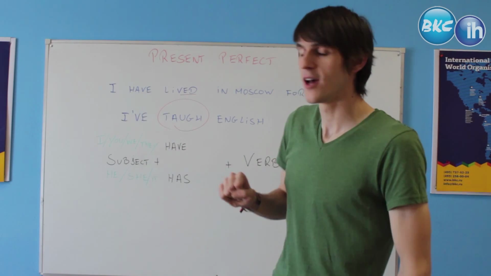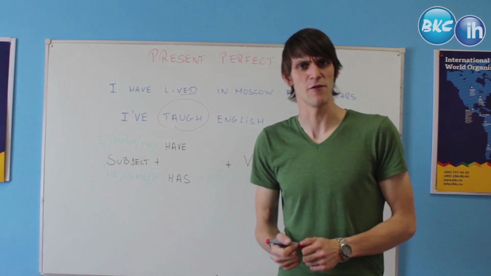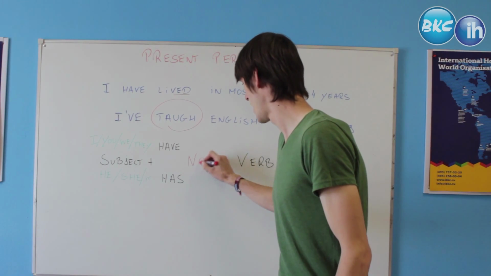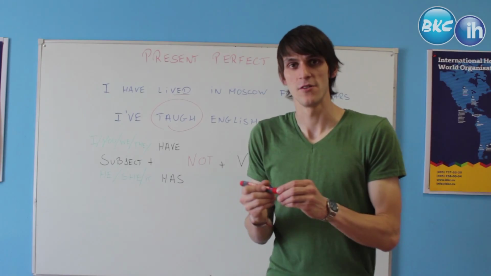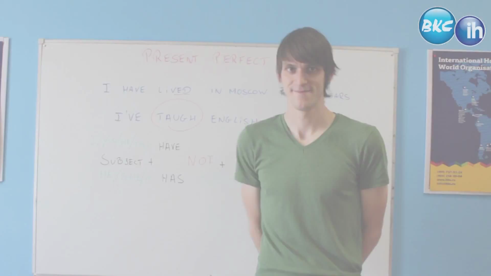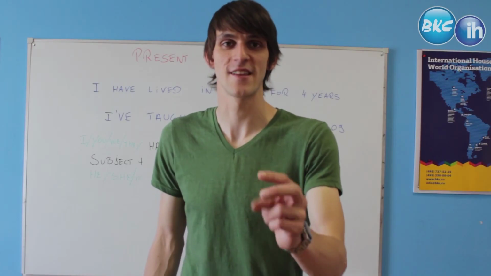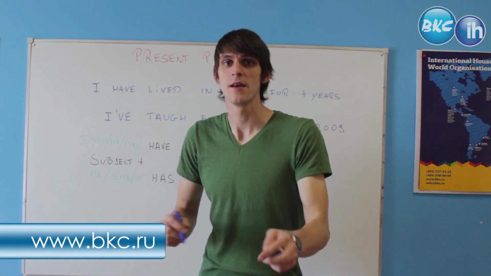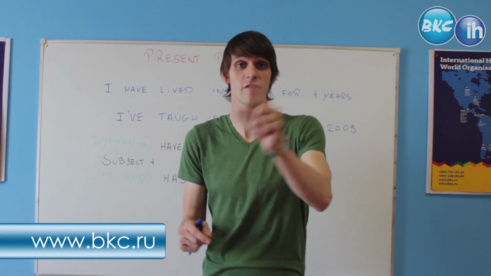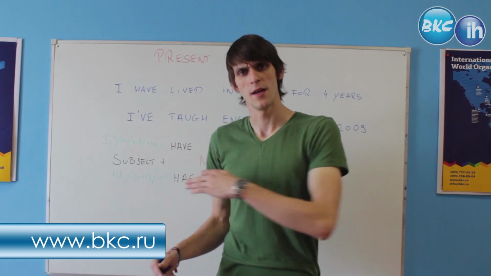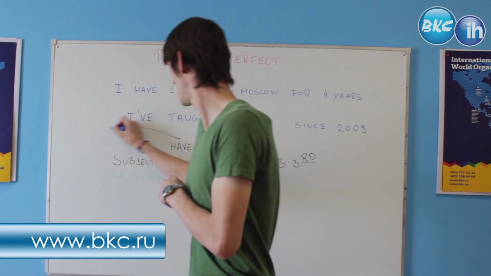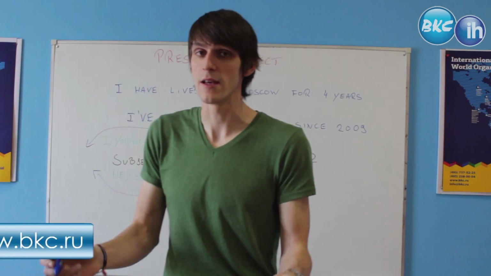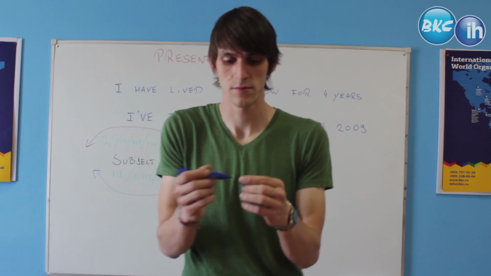These sentences are also positive. How can we make them negative? Quite simple. We just add not to the sentence. So we have looked at the positives and negatives. How can we make them into a question? Very simply, we have to put the auxiliary verb before the subject. In this case, the have and has. Have you lived? Have you taught?